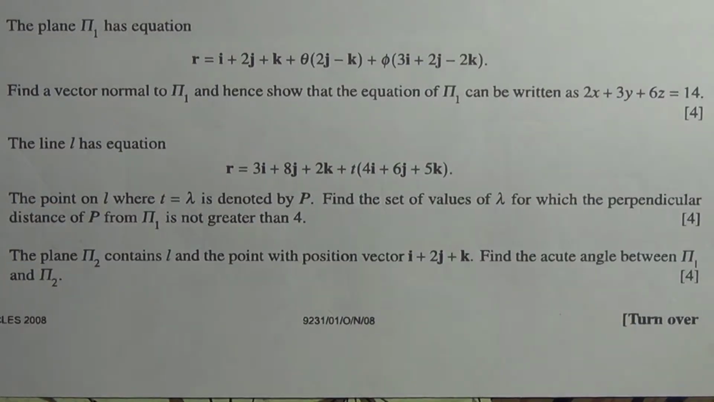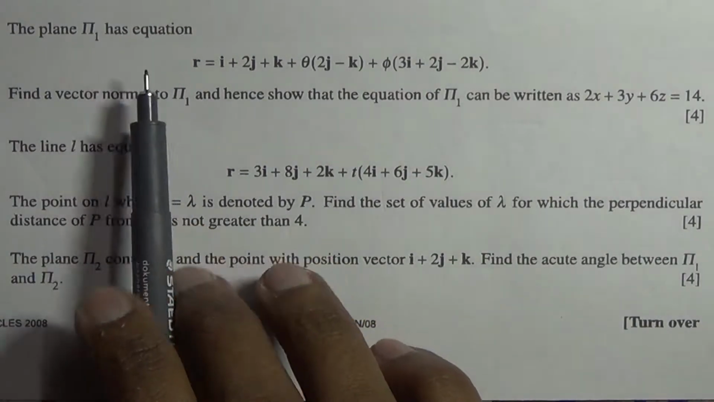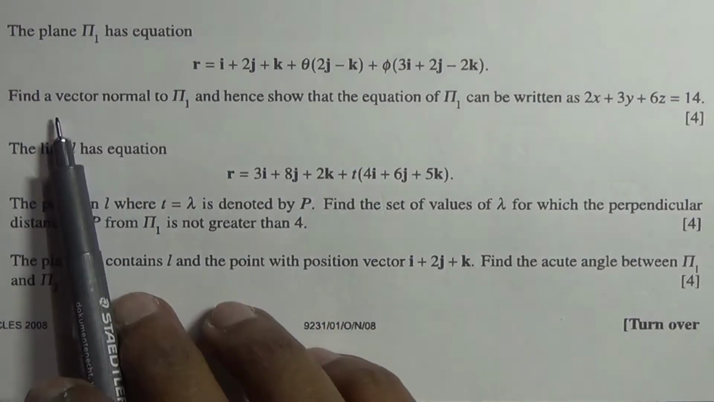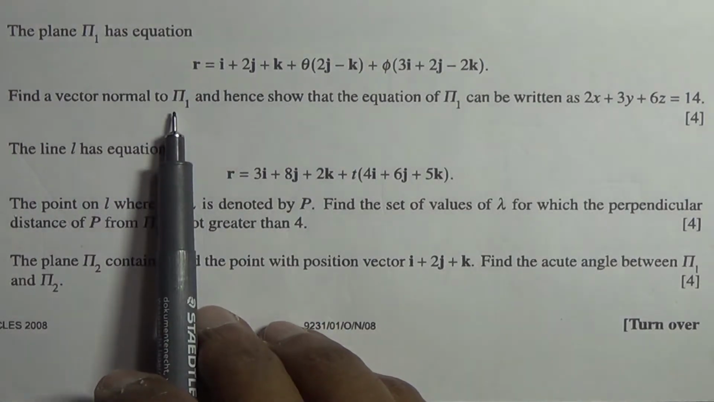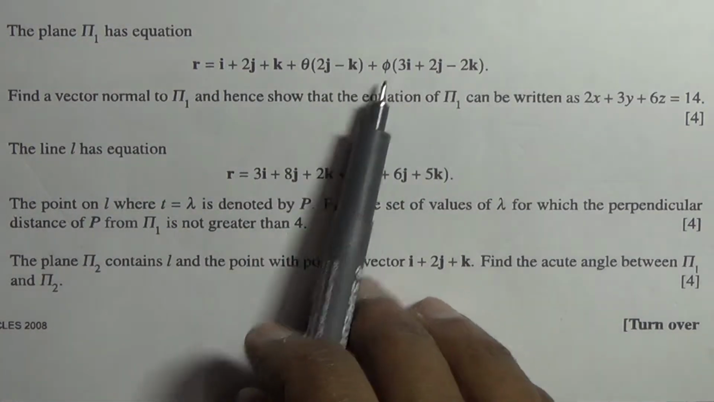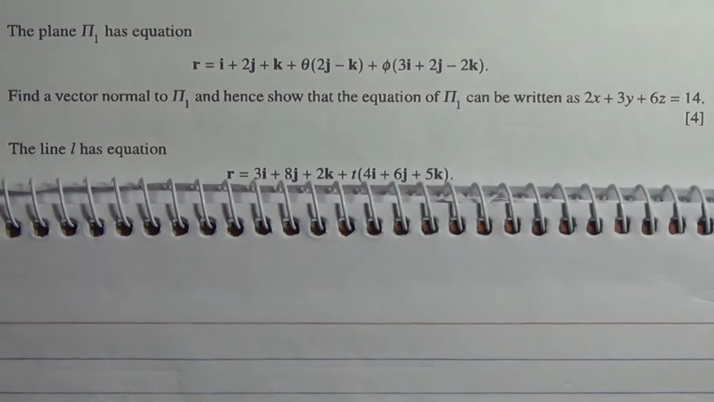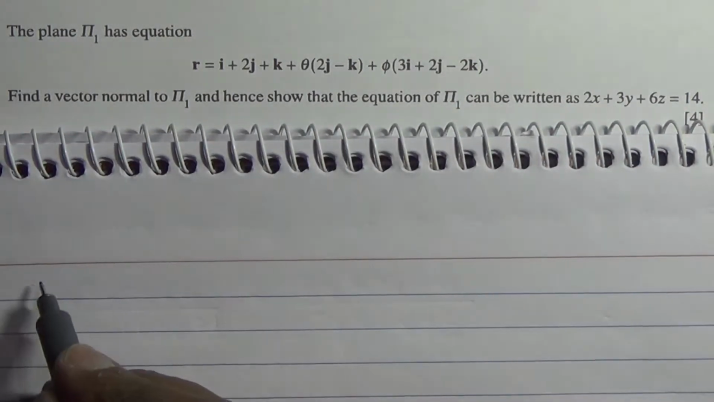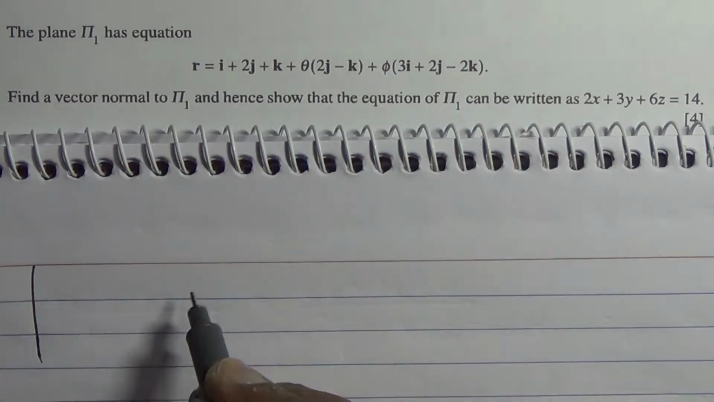Now for question number 11, the first part is there's a plane, it has this equation. We need to find a vector normal to pi 1, that is a plane pi 1. Now remember there's two direction vectors here. Okay, and the first one is there. We can cross product these two direction vectors.